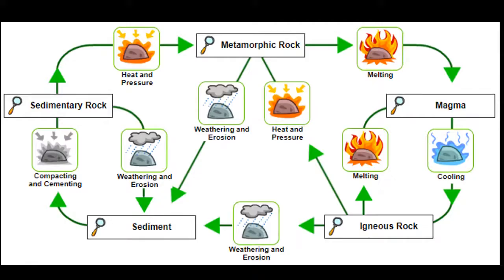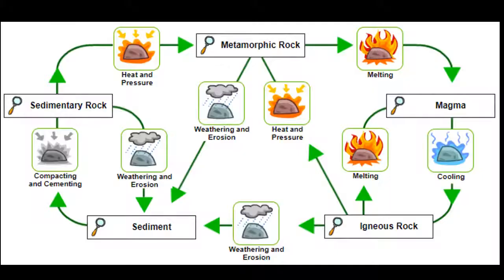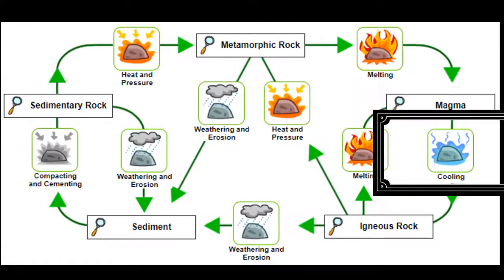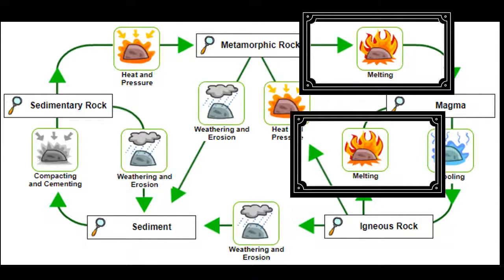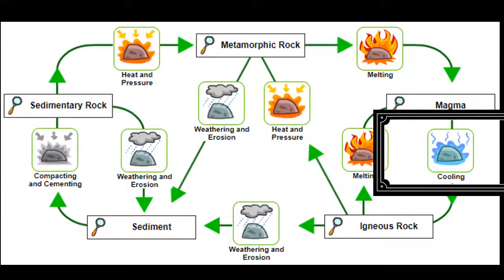The most simple and easy to understand of the 5 are cooling and melting. Cooling occurs when magma or lava loses heat, turning into igneous rock, and melting occurs when igneous or metamorphic rock gains heat, turning into magma. The most important thing to note about cooling is that while material can theoretically go its entire existence without ever lithifying, melting, or any other process, magma or lava is the starting point for the rock cycle.